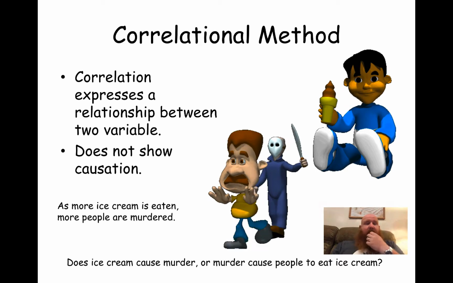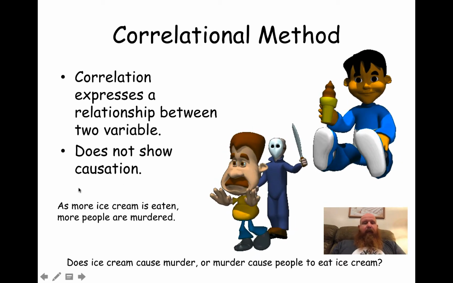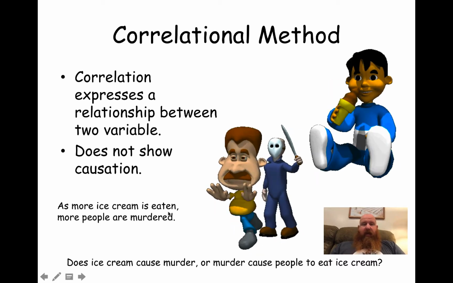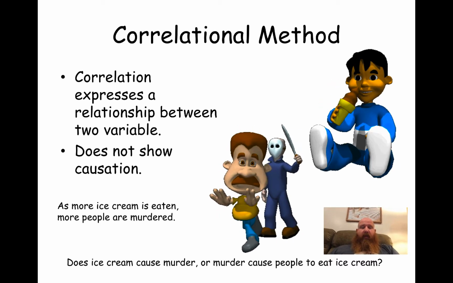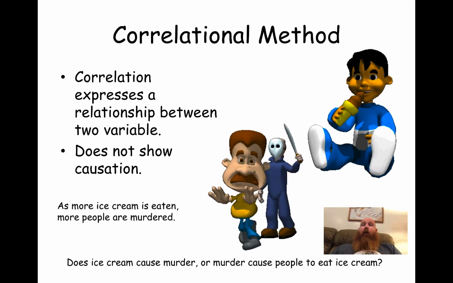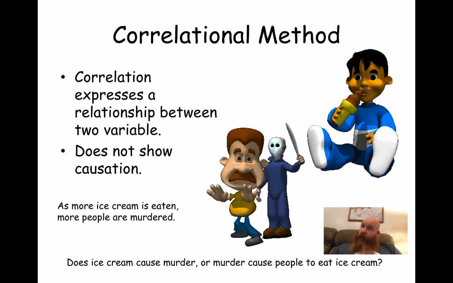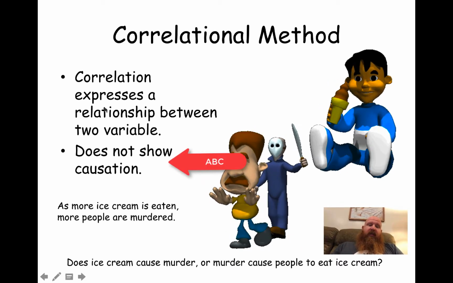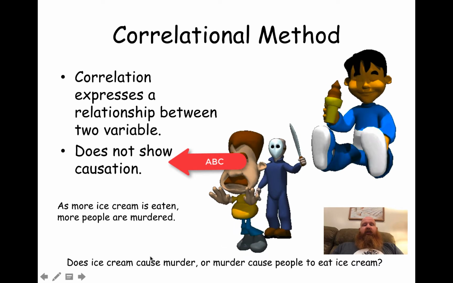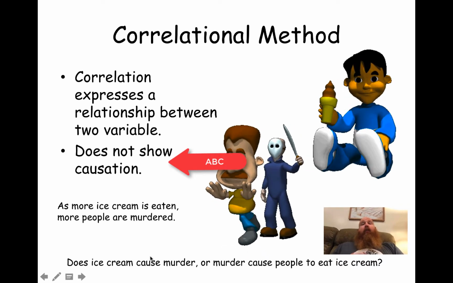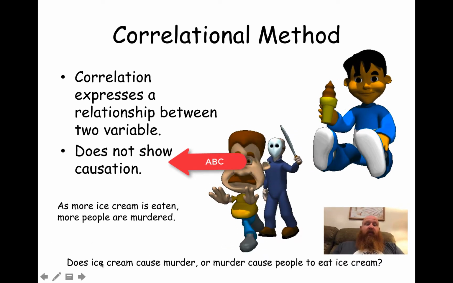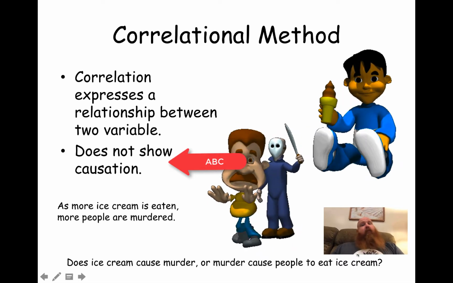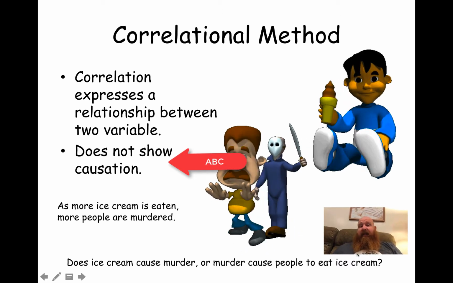The example that I have on the screen is ice cream and murder, which may seem odd. As more ice cream is eaten, more people are murdered. That is a correlation. They are related, but one thing you've got to remember is that correlation does not show causation. Just because they're related does not mean one caused the other one. Does ice cream cause murder, or murder cause people to eat ice cream? Common sense tells us that that's not the case.